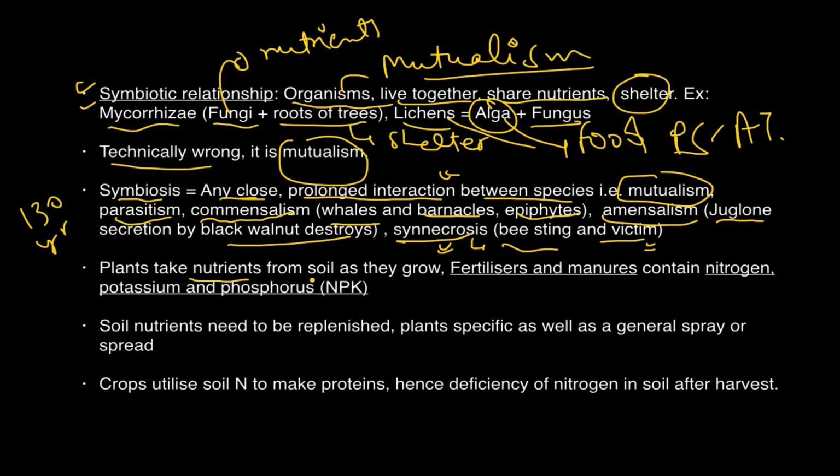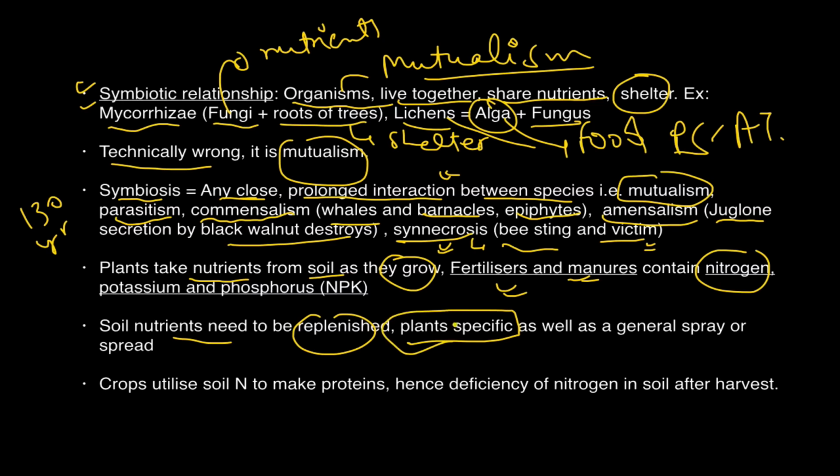Now plants will take nutrients from the soil as they grow. Fertilizers and manures. Fertilizers are technically synthetic, fertilizer एक term होता है. Manures is more like vermicompost, which you talked about last time. It contains NPK, nitrogen, phosphorus, potassium. Mainly, obviously, it has magnesium and manganese and all the other things. Soil nutrients will need to be replenished, and it has to be plant specific as well. ऐसा नहीं हो सकता आप apple की खेती कर रहे हैं and you are growing walnut and you are growing बादाम and you are growing wheat, तो सब में same fertilizer नहीं लगेगा. And there will be a general spray also जो wheat और rice दोनों में चल जाएगा.